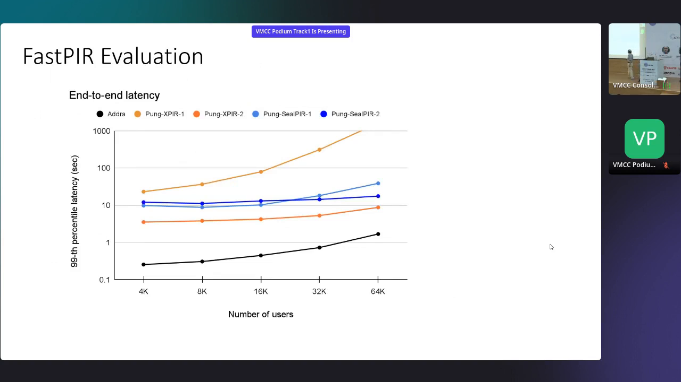The x-axis is the number of users. The y-axis is the 99th percentile for latency in seconds. And we really want communication to get under 1 second. So if you look at it, this is ours, and all these are variations on Pung, which was the main competition before us. And this value is just under a second. So we end up with 32K users and communication under a second. It's actually significantly under a second, so it's quite nice.